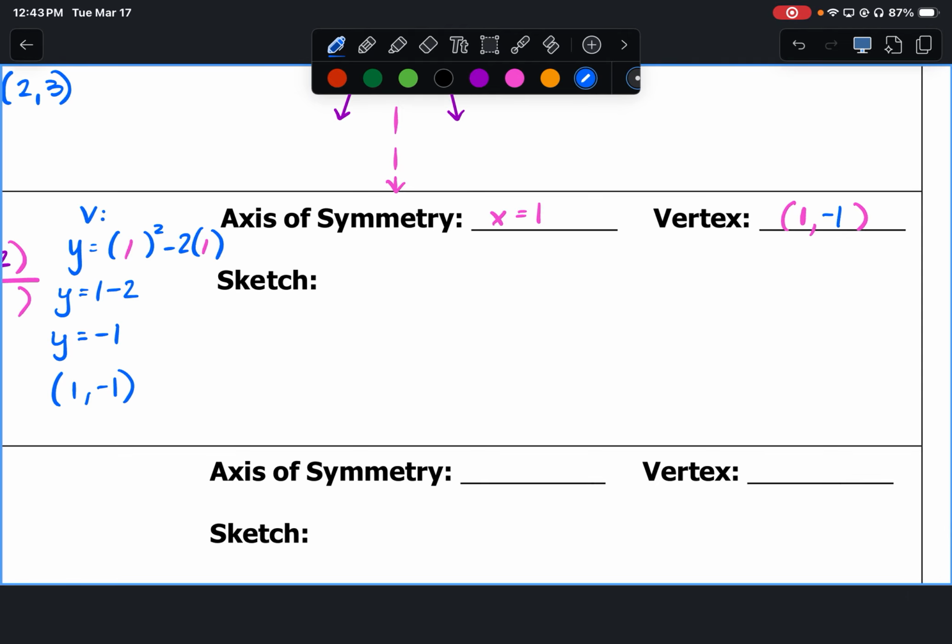Okay, does this open up or down? Now, what is our axis of symmetry? Not just 1, but x equals 1. For the axis of symmetry, we had to make it a line. And our vertex is the point 1, negative 1.